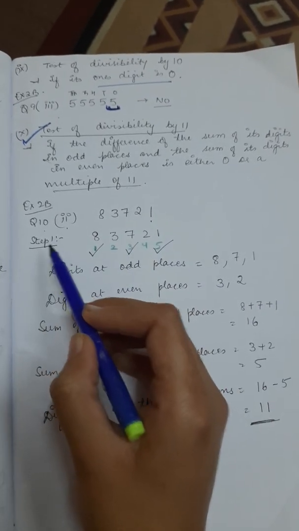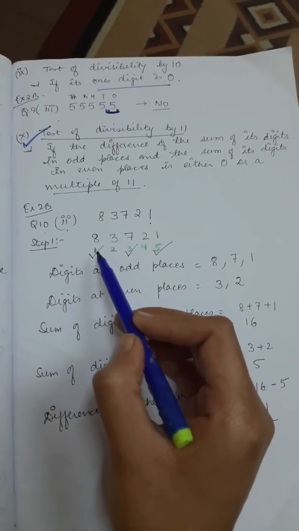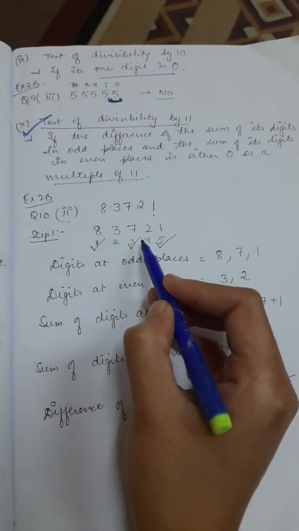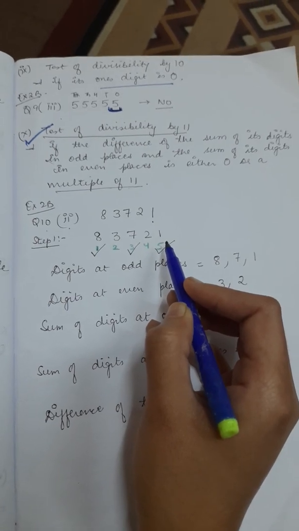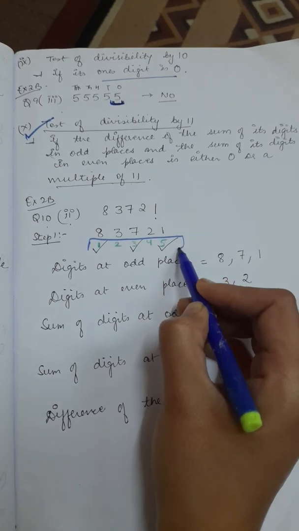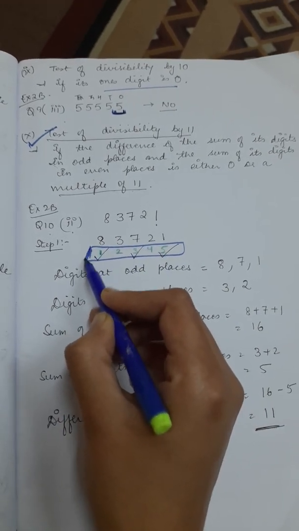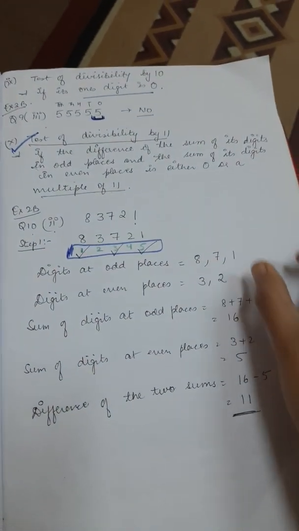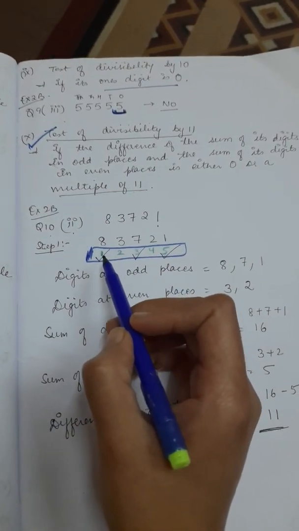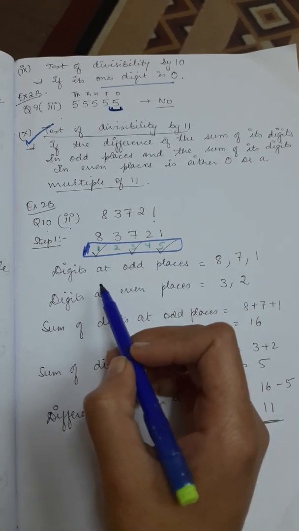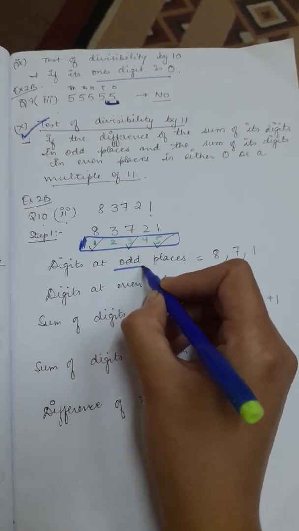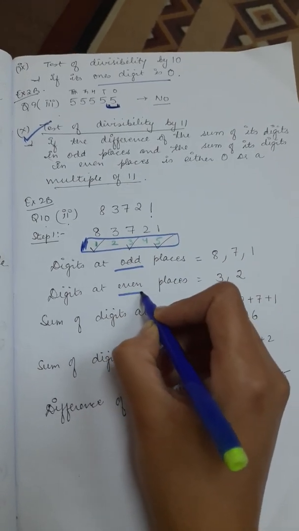Now what is the first step? With your pencil, below the number, write down 1, 2, 3, 4, 5, this way. Please write these numbers with a pencil. If you want to write with a pen, then draw a rough line and write on it. Why write these numbers? Just to give you an idea of which digits are at odd places and which are at even places.